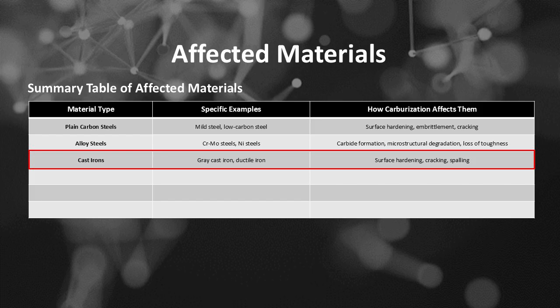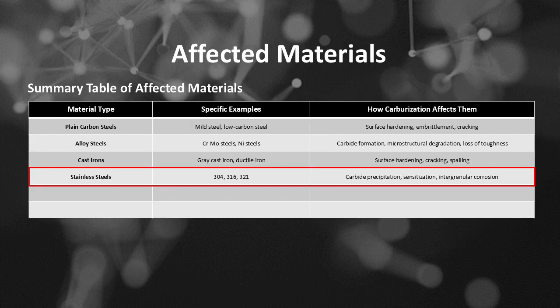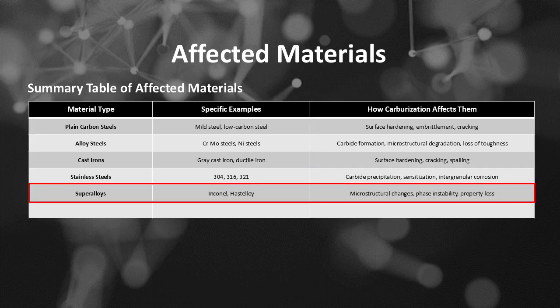If material type is cast irons, then the specific examples are gray cast iron and ductile iron, and carburization affects them through surface hardening, cracking, and spalling. If material type is stainless steels, then the specific examples are 304, 316, and 321, and carburization affects them through carbide precipitation, sensitization, and intergranular corrosion. If material type is superalloys, then the specific examples are Inconel and Hastelloy, and carburization affects them through microstructural changes, phase instability, and property loss.